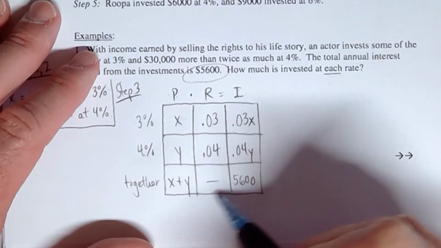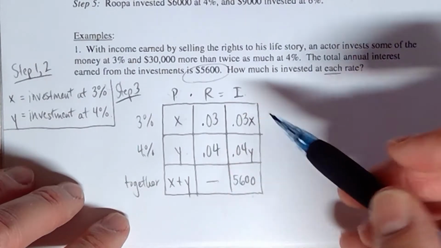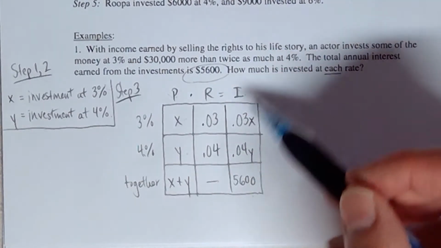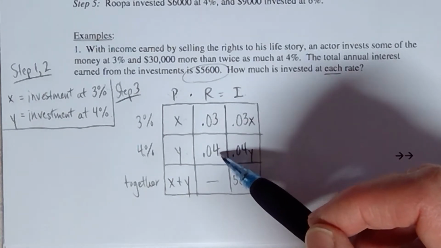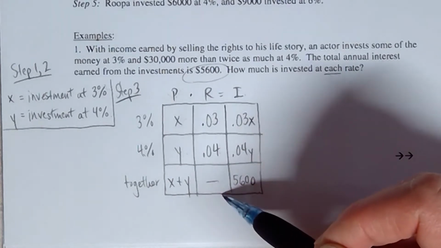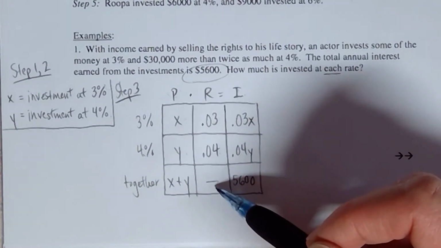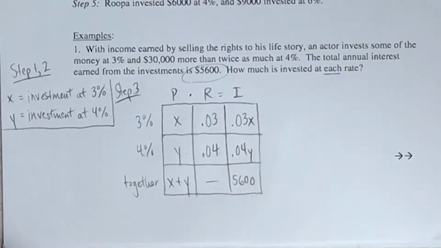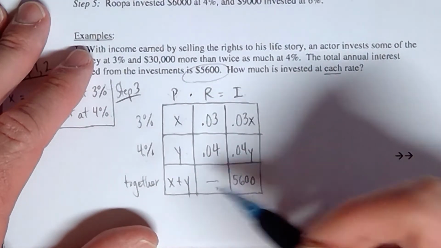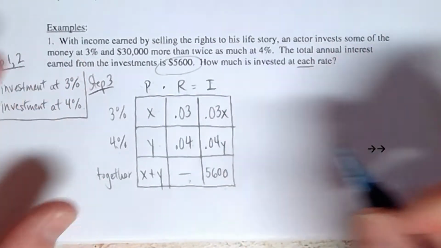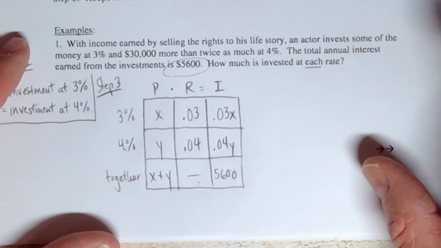Again, this one cannot be filled in because we don't have a rate for the two accounts together. We just have individual rates for each individual account, but not a single rate for both of them together. We also don't have a variable for this box. And so, like I said before, in the third row in the second column, that one can be left blank. But all the other boxes need to be filled in somehow.